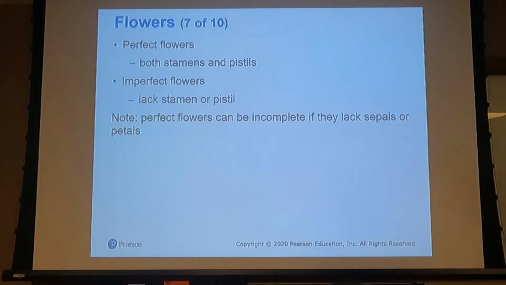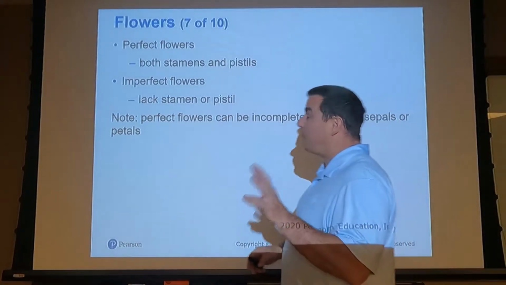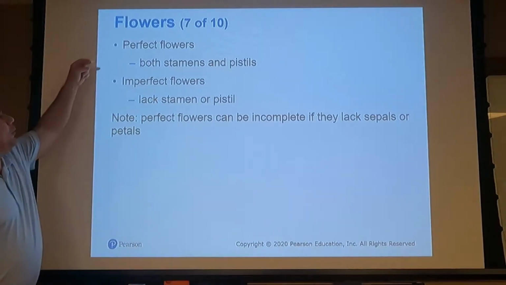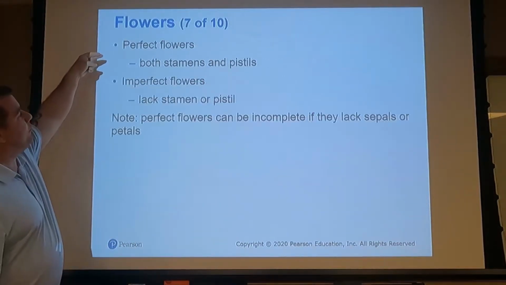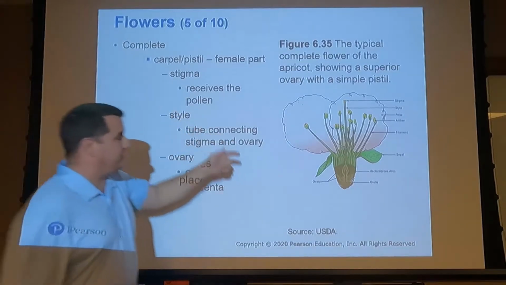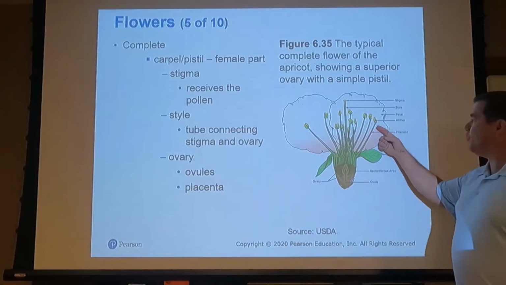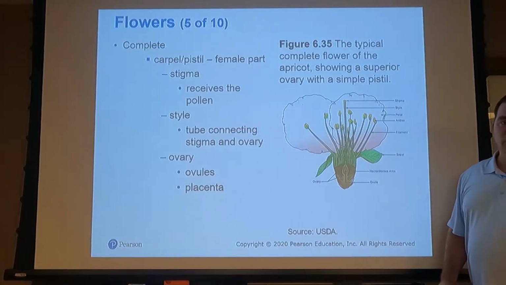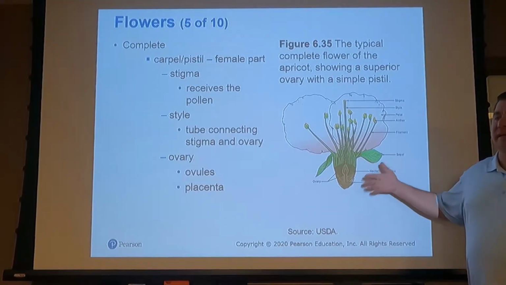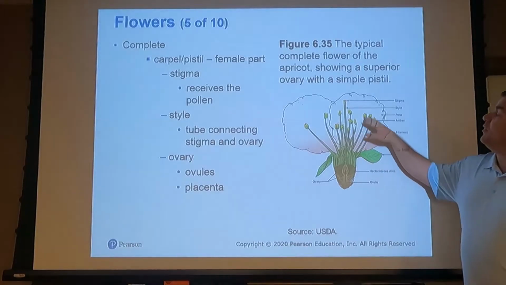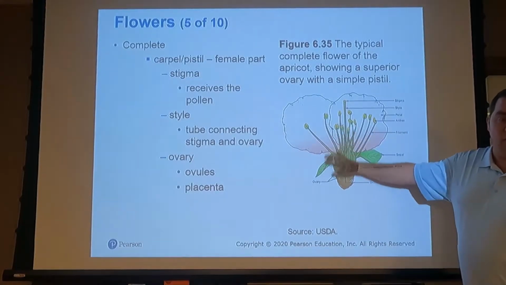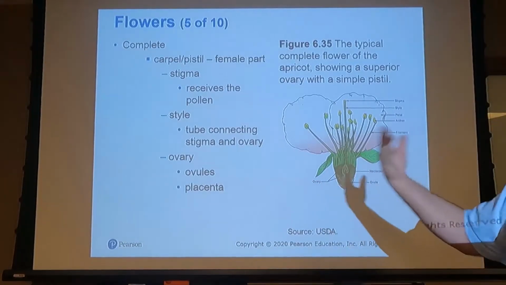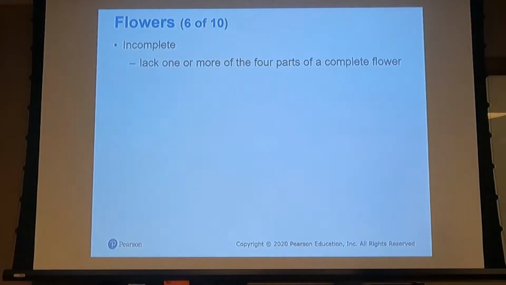And then within that, we can have perfect flowers and imperfect flowers. A perfect flower, this one would be considered a perfect flower, because within it we have both male and female parts. So technically, it does not need any help from anything else. It's possible that this flower could reproduce without help. It's perfect. It has everything that it needs.